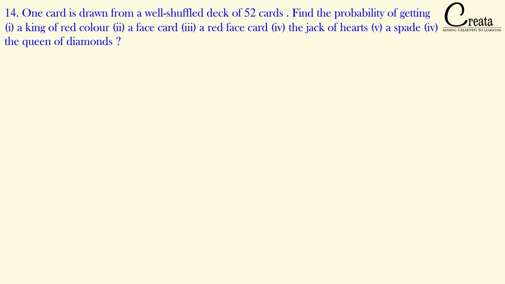One card is drawn from a well shuffled deck of 52 cards. Find the probability of getting 6 parts are given: a king of red color, second a face card, third a red face card, fourth a jack of hearts, fifth a spade, sixth a queen of diamond.